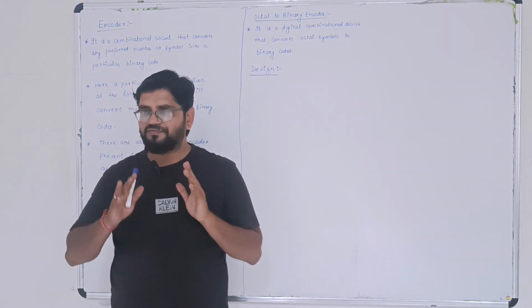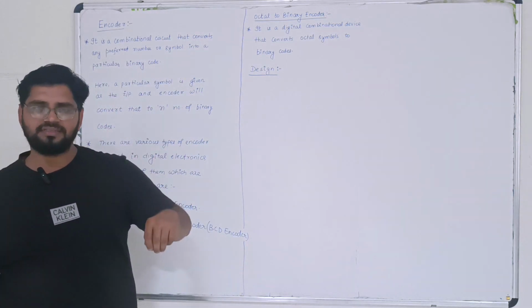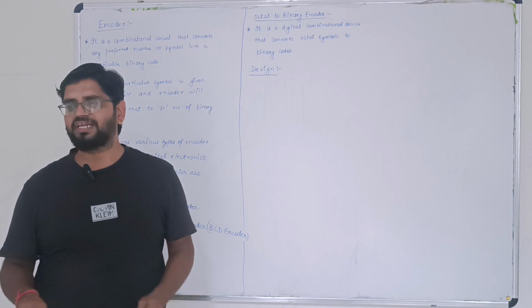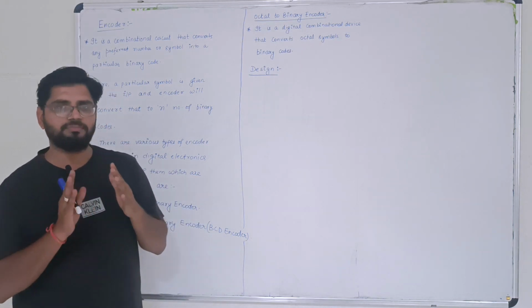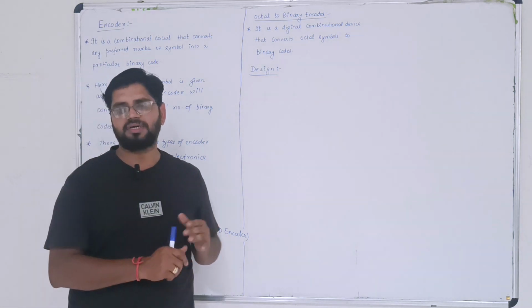Now the first and foremost difference is select lines. In the case of a demultiplexer there were select lines, but in the case of an encoder we don't have any kind of select lines. So that is the most important difference between encoder and demultiplexer.